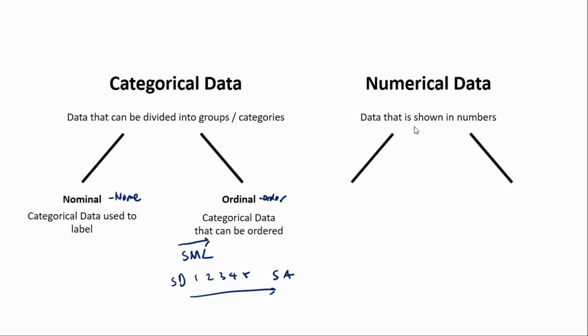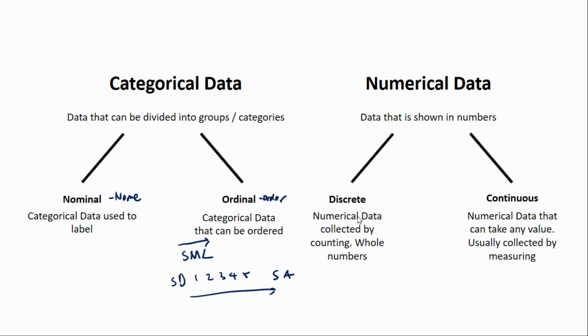Alright, now going a bit deeper into numerical data, we have something called discrete data and continuous data. So discrete is numerical data collected by counting, and they are whole numbers. Whereas continuous data can take any value, so that means it includes decimals, and it usually is collected by measuring. So one good example of discrete data is how many siblings do you have? It will be a whole number. You'll be counting how many brothers and sisters you have. You can't have 2.7 siblings.